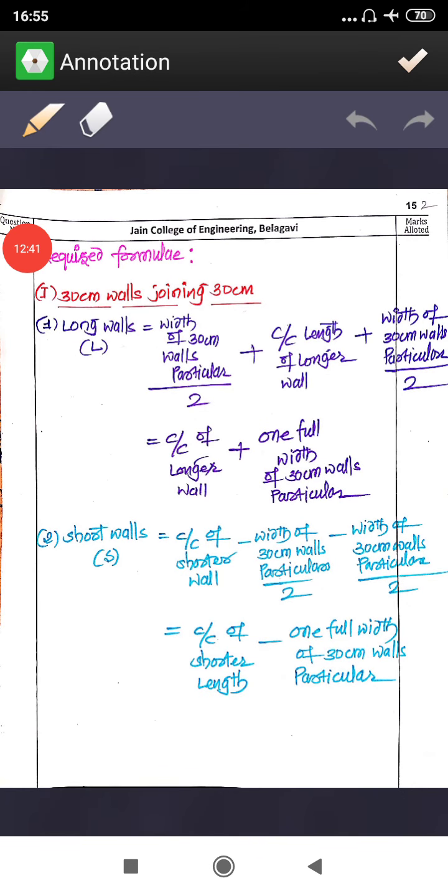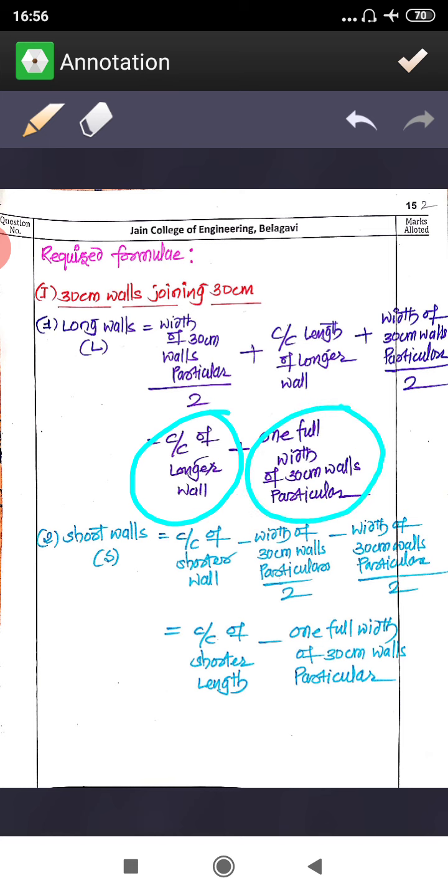Now this part is very important, the required formula. First we are going to discuss the 30 centimeter wall joining 30 centimeter. When you take the long wall, as I said, you want the center to center distance, then you add half of the width of the particular wall from one side and half of the width from the other side. It means you take center to center and add one full width of the particular wall. That gives you the outward distance. So this is the long wall.